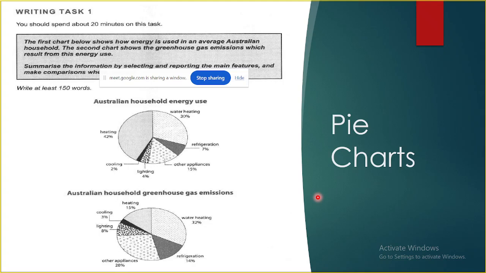Okay, so if you look at the gray box, this is your question. The first chart shows how much energy is used in an average Australian household. The second chart shows the greenhouse gas emissions which result from this energy use. So both of these charts are related to each other. Summarize the information and report the main features, make comparisons where necessary.